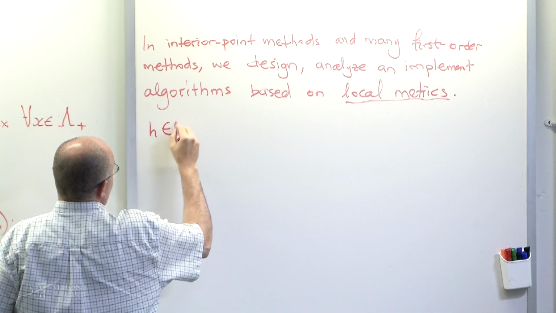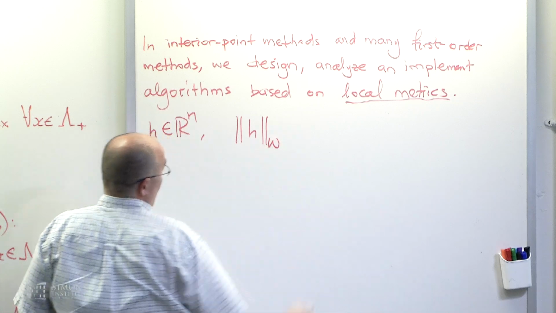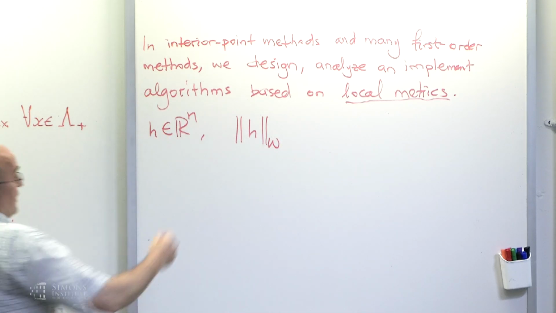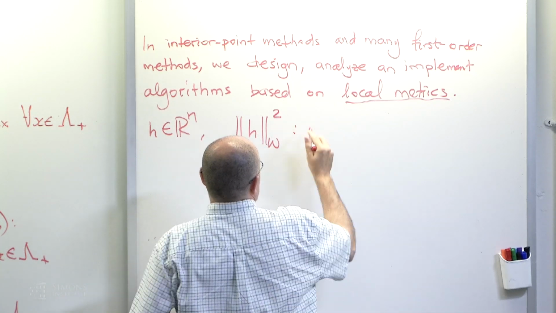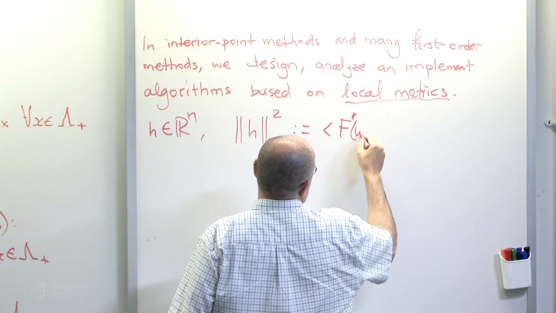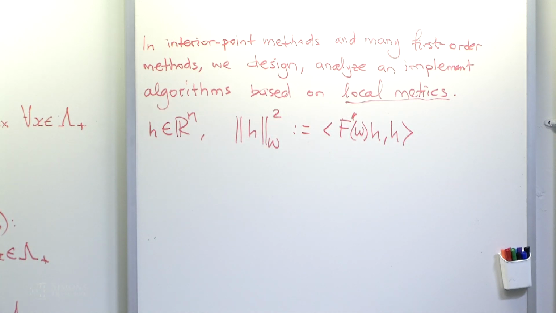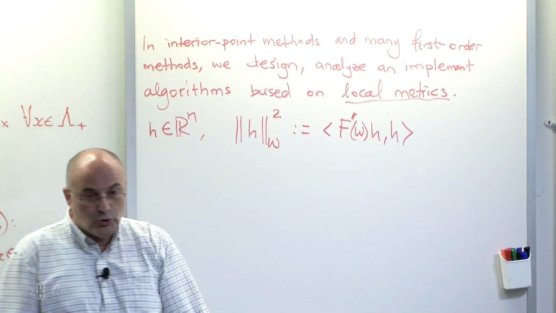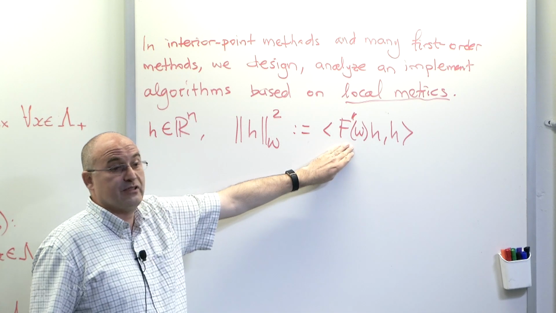So for all H in R^n, we can define this local norm with respect to some W. Let me just take the square, so I avoid the square root on the other side. So this is defined to be F double prime W H H. Okay, so then what we are saying is that when you look at the unit ball with respect to this norm, it's an ellipsoid, and the shape and size of the ellipsoid is determined by the Hessian.